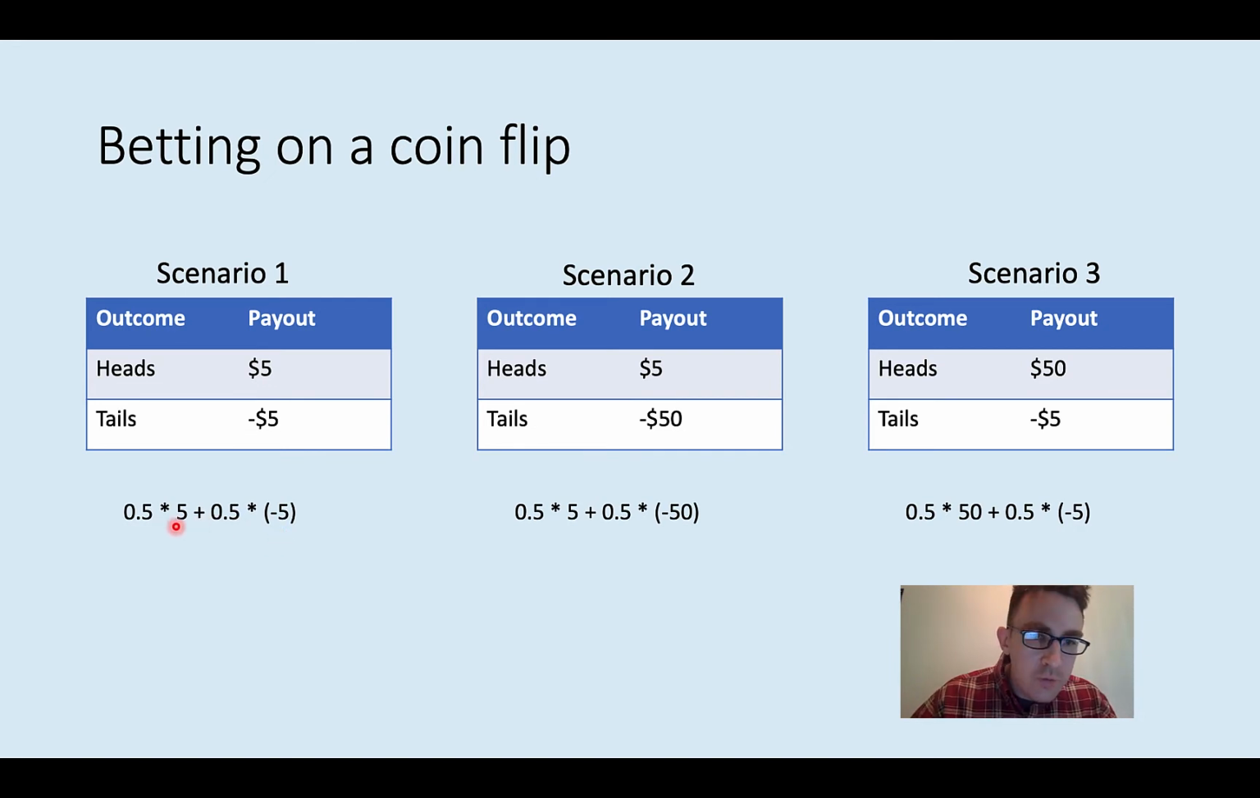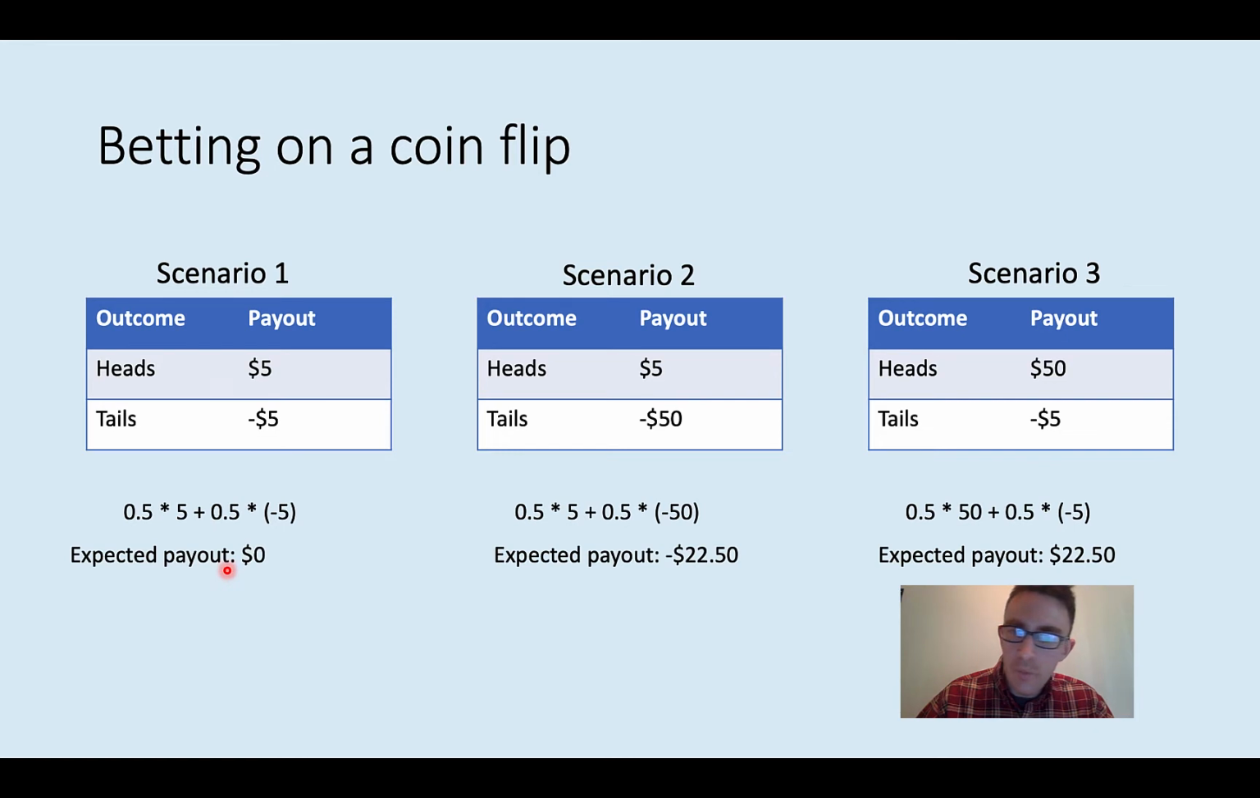If we do this for our fair bet example, the expected value is going to be 0, because it's a probability 0.5 times the outcome of 5, plus a probability of 0.5 times the outcome of -5. If we compute that out, of course, it equals 0. Then we can also do this for scenarios 2 and 3, where we again multiply the probability of each outcome by the value of that outcome.